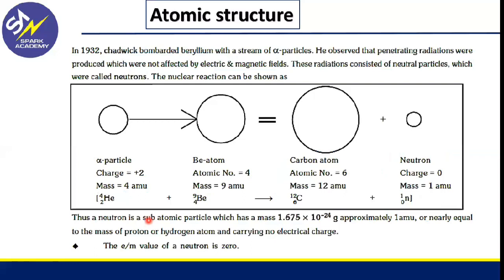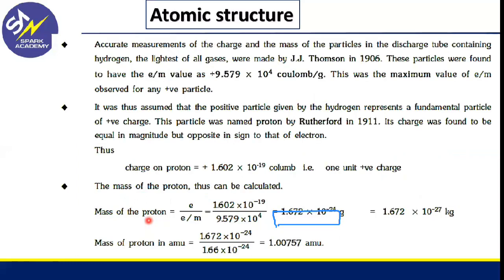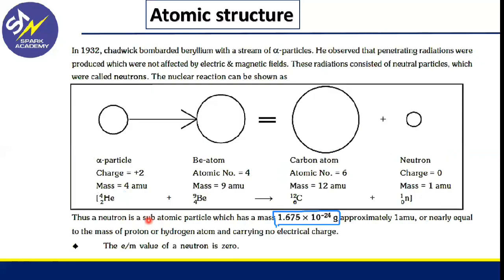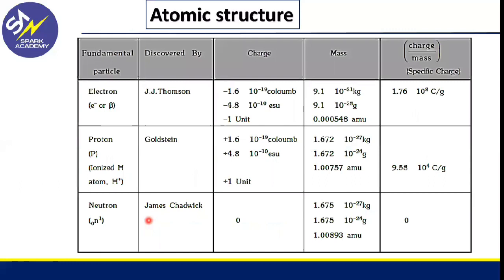They also determined the mass to be 1.675 times 10 to the power of -24 grams, whereas for protons it is 1.674 times 10 to the power of -24 grams. The e by m value for a neutron is 0 because the charge is 0. So this is the summary of whatever we have read so far.